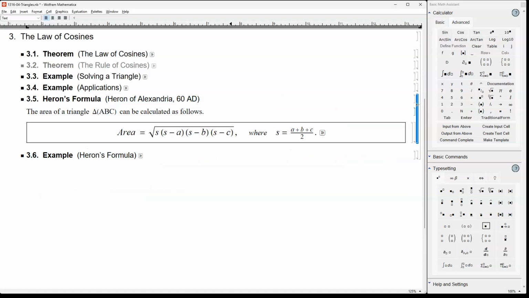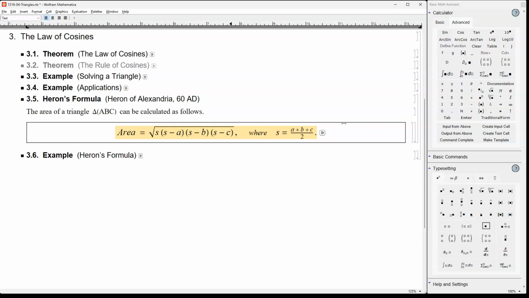Heron's formula. The area of a triangle ABC can be calculated as follows. And here, small s is half of the perimeter: a plus b plus c over 2. And then here is the formula, Heron's formula: the square root of s times (s minus a) times (s minus b) times (s minus c).